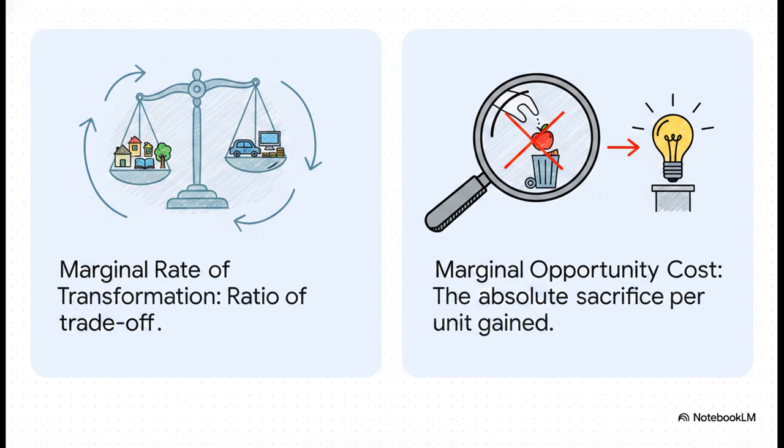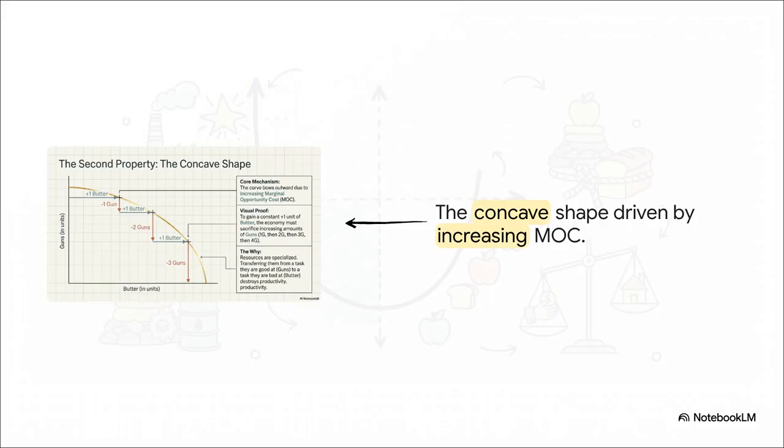This one zeroes in on the absolute sacrifice. It tells us the exact literal number of units that must be surrendered to gain exactly one additional unit of another commodity. And this brilliantly illustrates our second property, the concave shape of the curve. Notice how it bows outward? Just look at the visual proof right there.